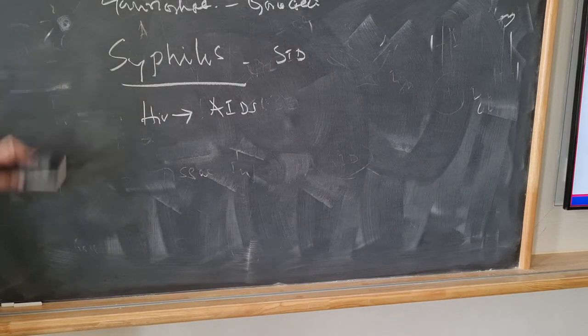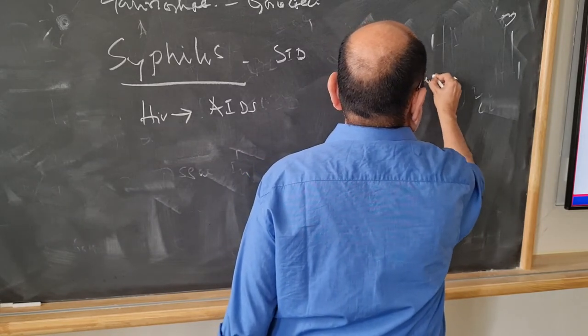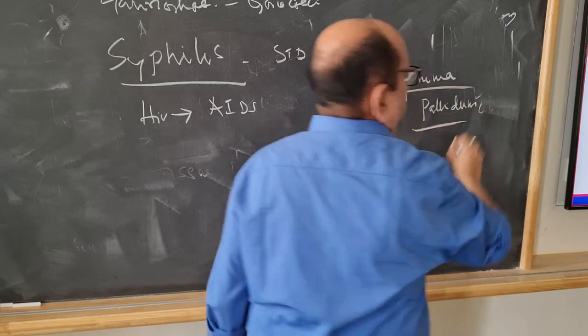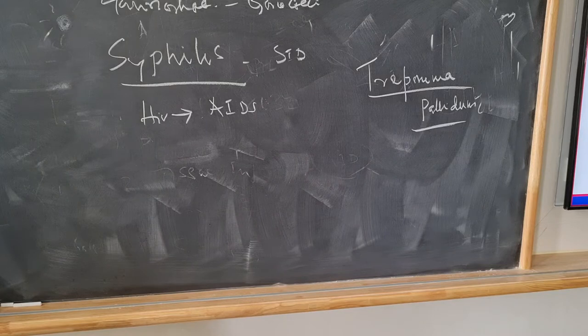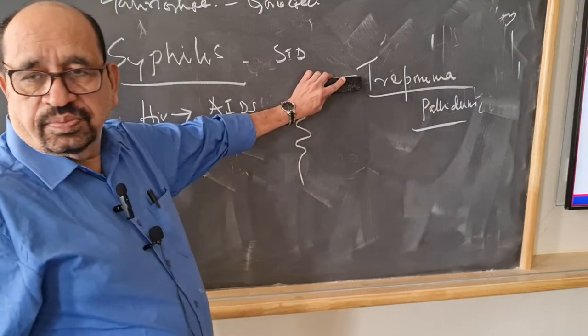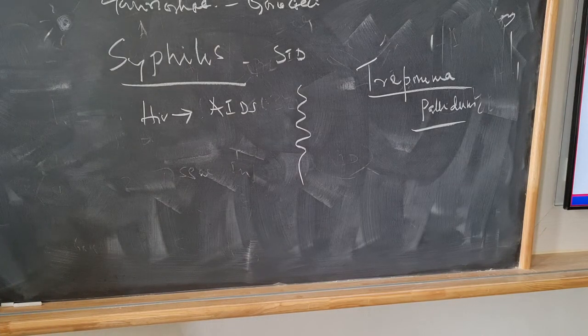Now, syphilis is caused by which organism? Syphilis is caused by Treponema pallidum. It is a curved organism; Treponema means curved. Everybody, say it ten times: syphilis is caused by? Treponema pallidum.